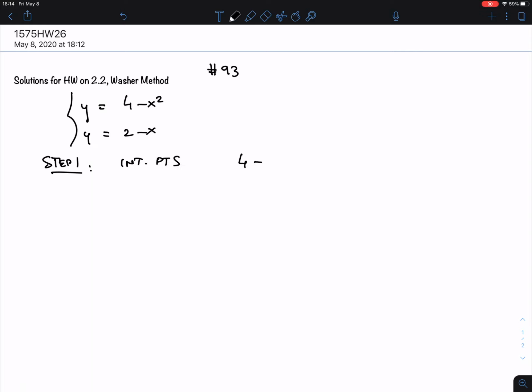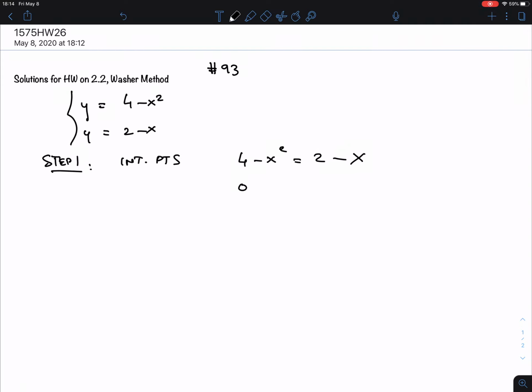And so we put these two equal to each other. Bring everything to the right hand side so that we get all positives here. Then we get 0 equals negative 4 plus x squared, plus the other terms, so we get x squared minus x minus 2. And this factors as x minus 2 times x plus 1. So we get two intersection points, x is 2 and x is negative 1.